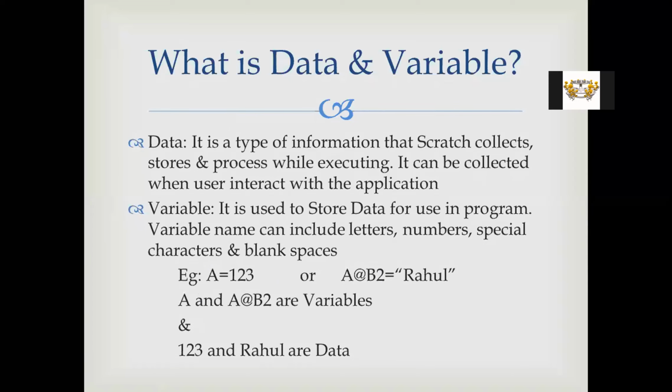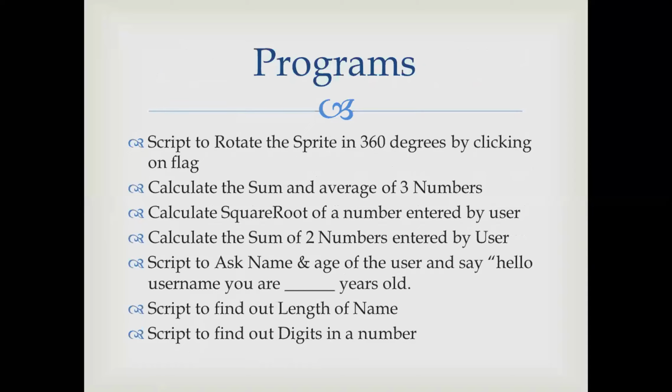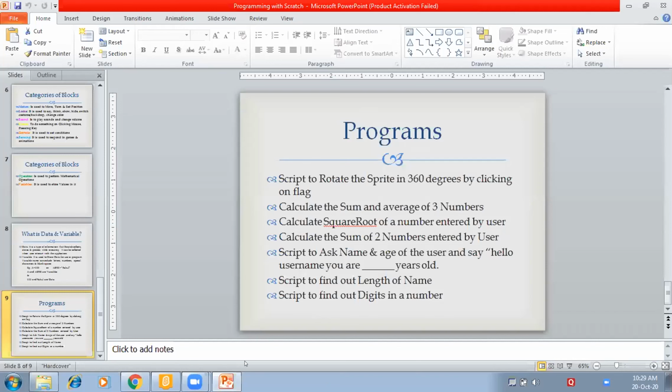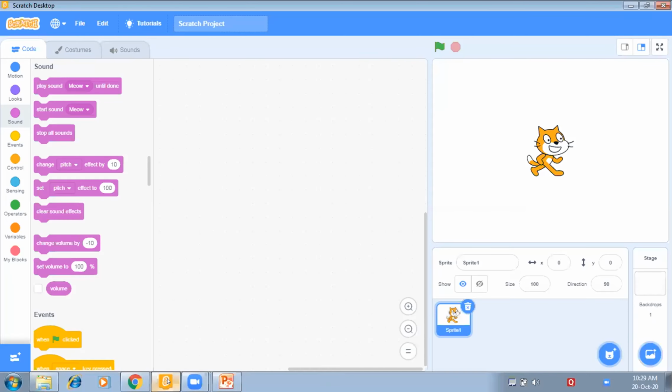Okay. Now in this chapter we will be doing many different programs. First we are starting with a rotation program in which we will make a sprite rotate 360 degrees by clicking on a flag. So I'm opening Scratch for this. I have already introduced you to the screen of Scratch in the last class. Now today we are making a program in which the sprite will move 360 degrees.